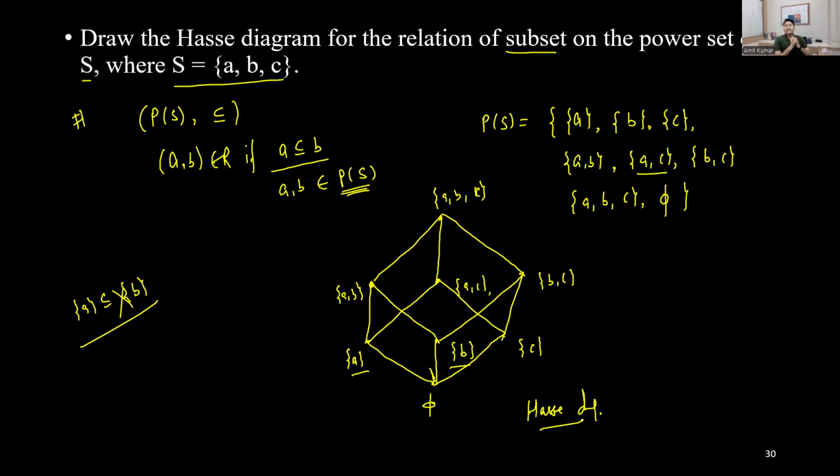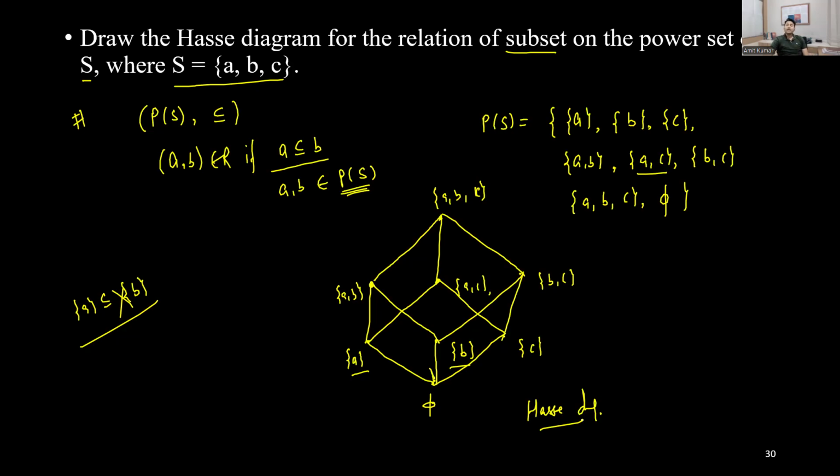The shape of a Hasse diagram does not matter, but we should be very careful. If A is related to B, then A should be on the lower side of B. Okay, so this is all about the Hasse diagram. I hope you understand it.